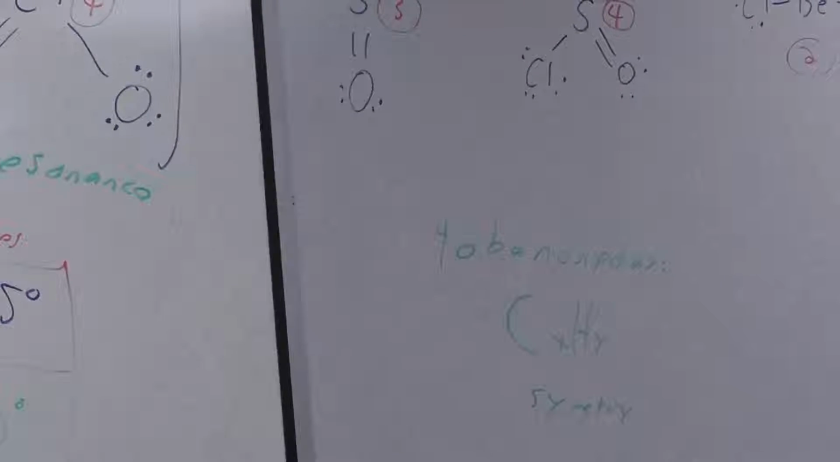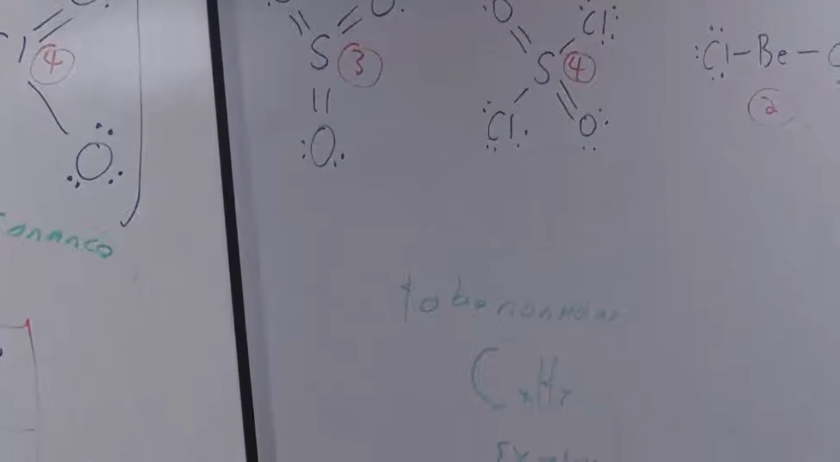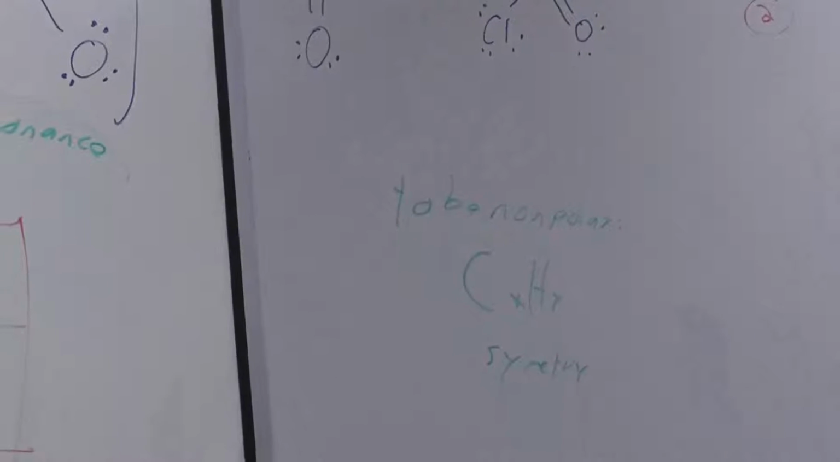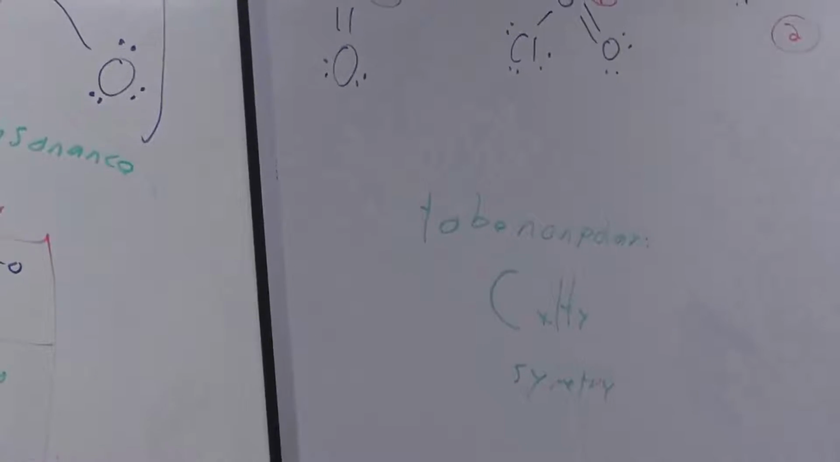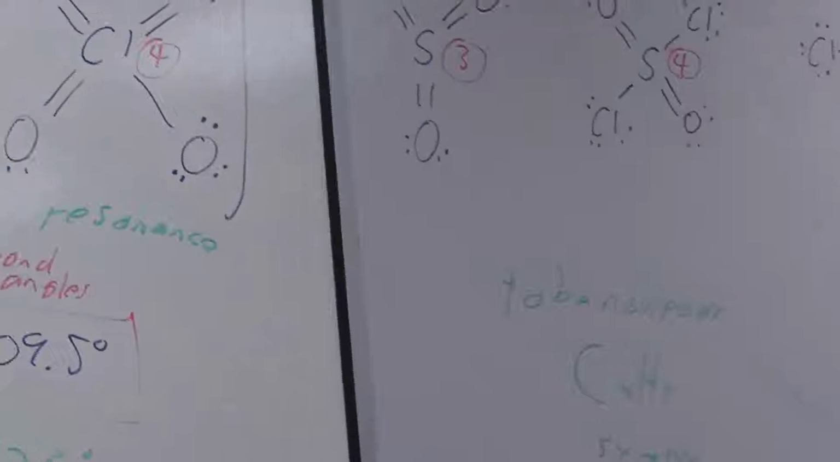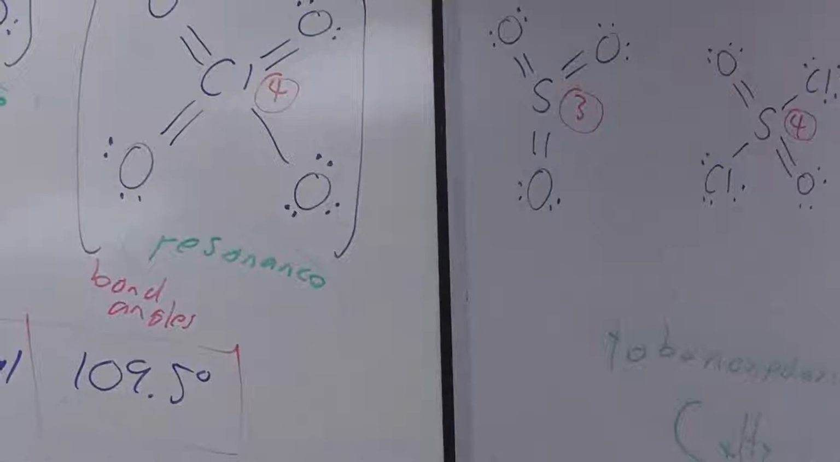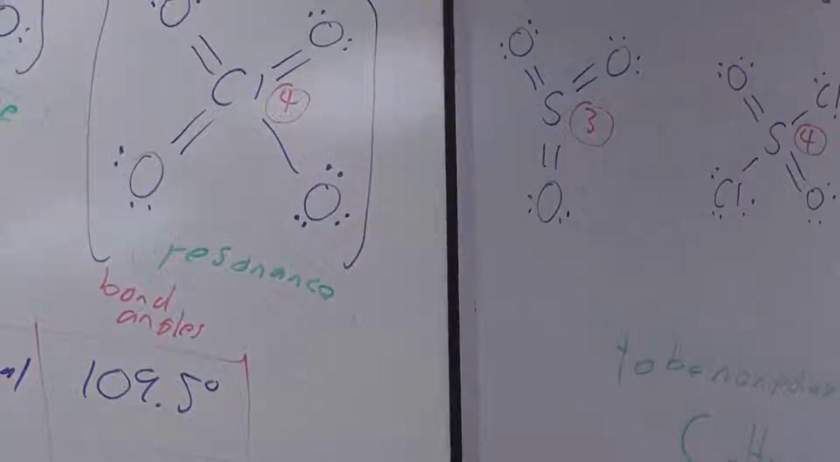If everything is perfectly symmetrical around the central atom, if it's equal bonding in every direction, then it will be non-polar. But if it's any kind of lopsided, it'll be polar. Polar means not symmetrical. Non-polar means that it is symmetrical.